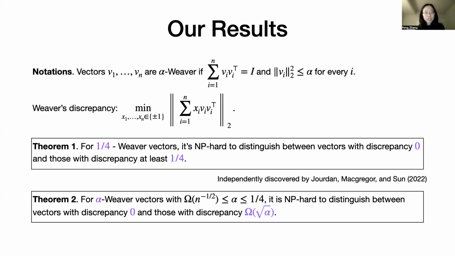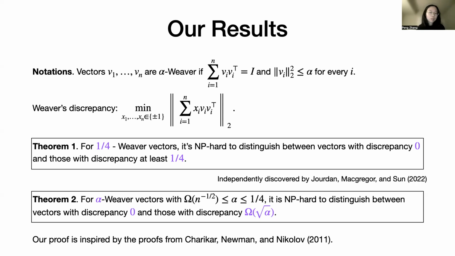I want to point out that our results do not answer the question whether there exists a polynomial time algorithm for constructing signs x1 dot dot xn that match the bound by Marcus, Spielman, and Srivastava with an absolute constant. Our proof is inspired by the proof by Charikar, Newman, and Nikolov for some hardness results for another notion of discrepancy.